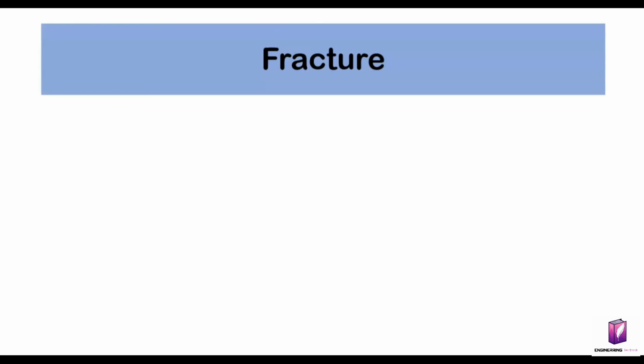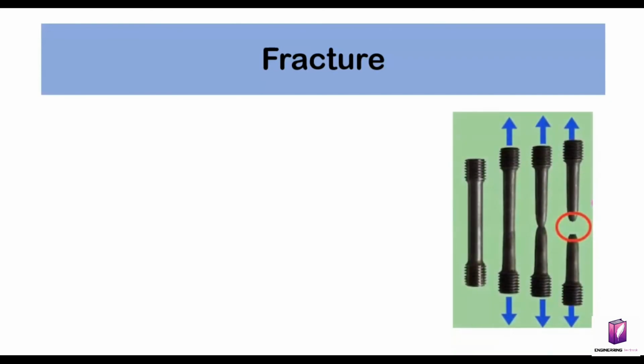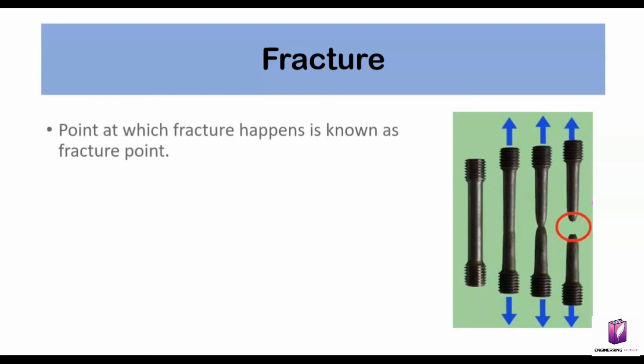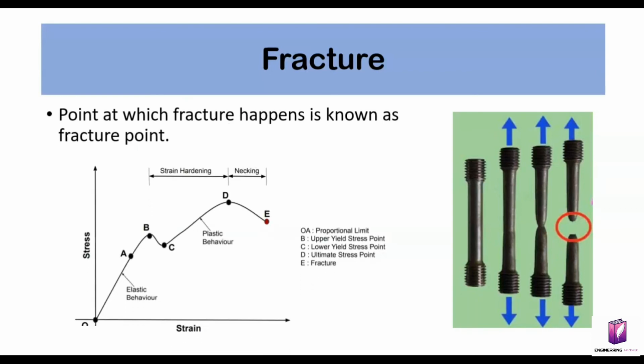Fracture. In the necking region, plastic deformation happens, and in this region of stress strain curve, there is no need to increase load further to experience plastic deformation. A fracture occurs at the neck. The point at which fracture happens is known as fracture point. Fracture creates two shapes, first a cup and second a cone at either end. Fracture point is denoted by E on stress strain curve.